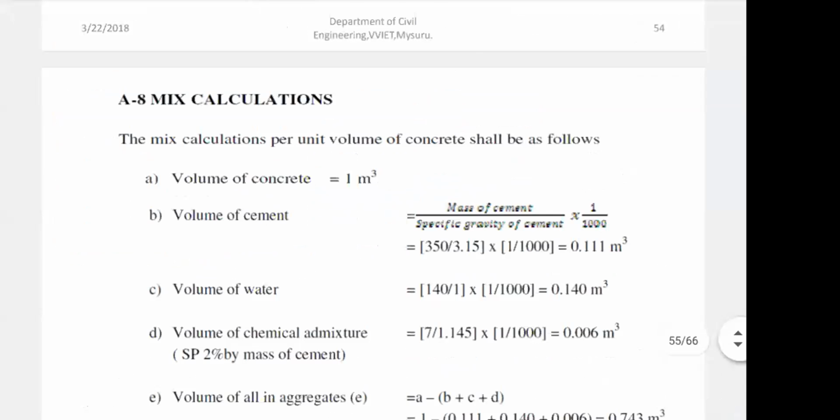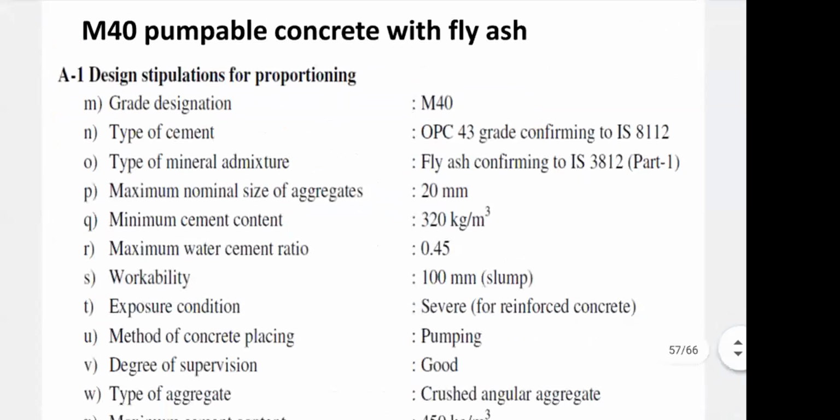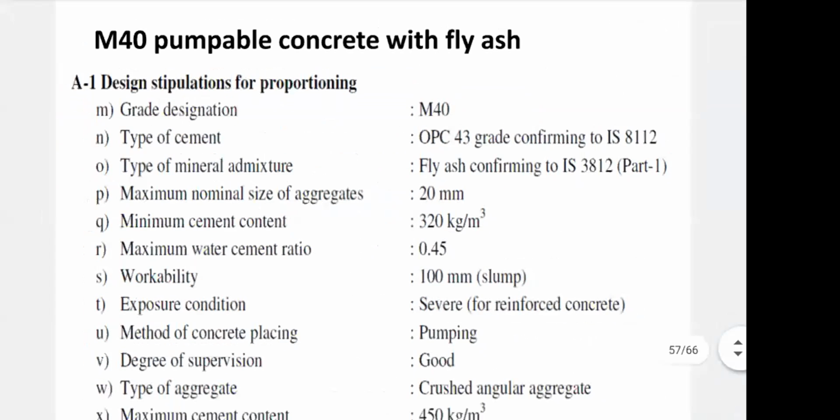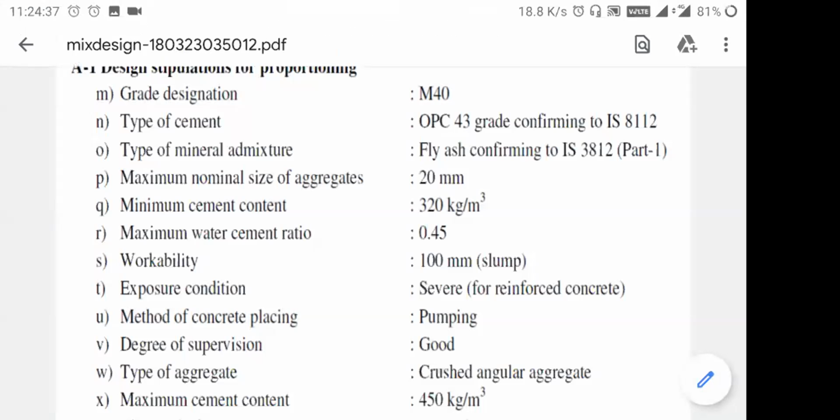Now again we will see one numerical, which is M40 pumpable concrete by using fly ash. M40 concrete only by using fly ash. So, design stipulation for proportioning. Now we are using grade M40, type of cement is OPC 43 conforming to IS 8112, and the mineral admixture is fly ash. Nominal size is already given, 20 mm, cement content 320, maximum water cement ratio is 0.45. So the rest of the things will remain the same.